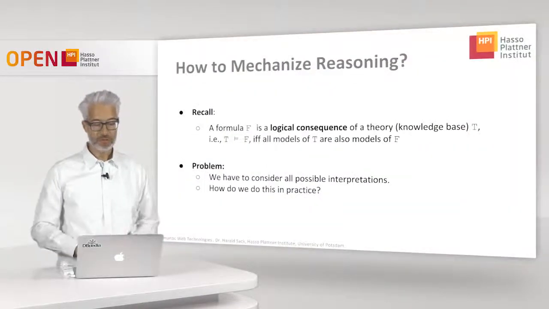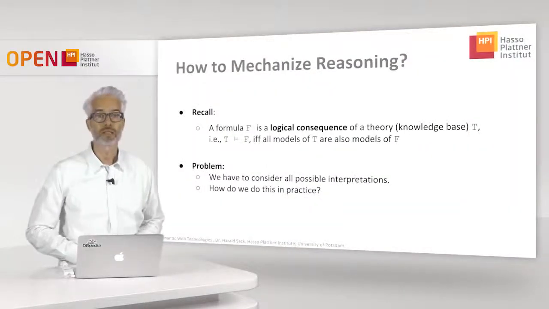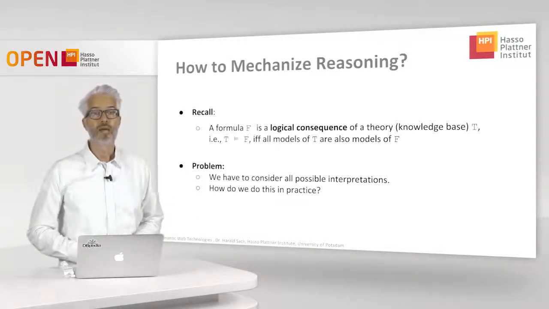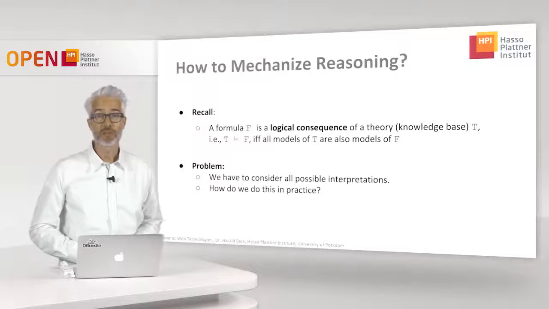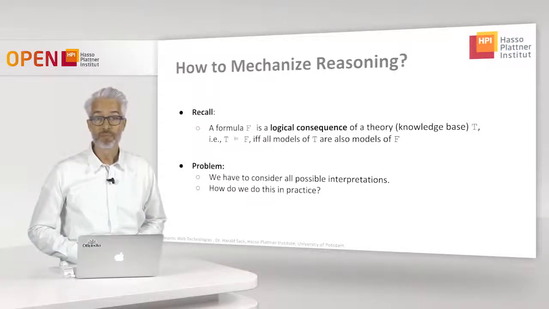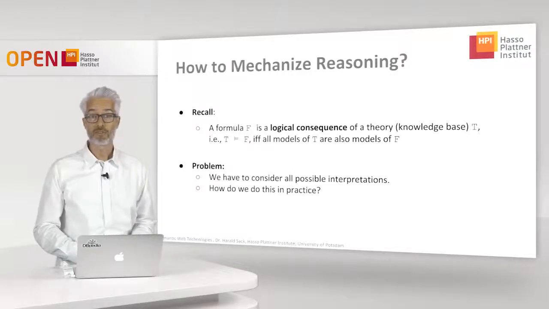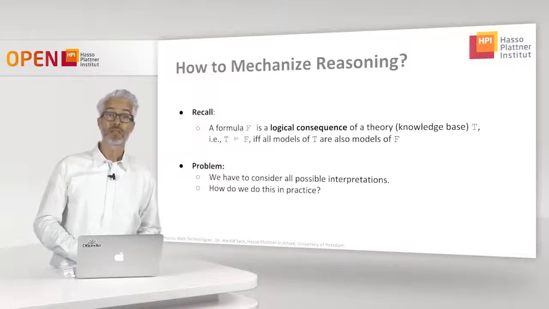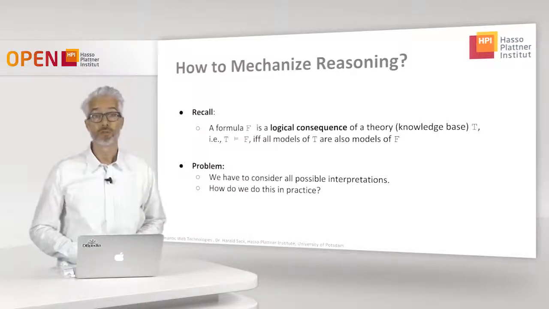So first of all, let's recall how to mechanize reasoning. We know a logical formula F is a logical consequence of a theory, which is nothing else than a knowledge base T, if all models of T are also models of F. And you remember, model means an interpretation which computes to true.